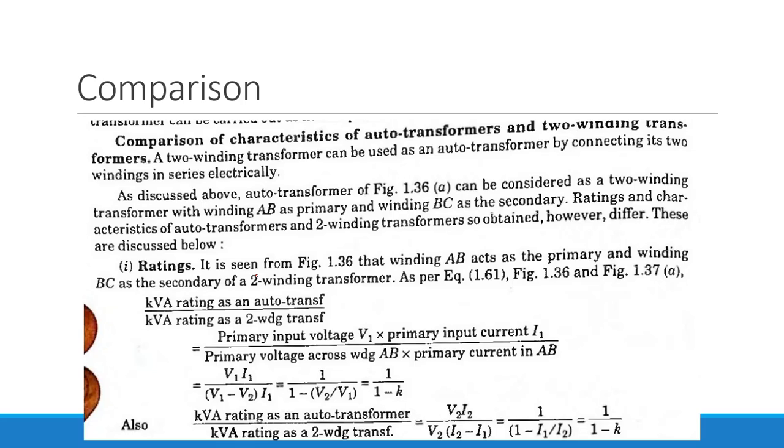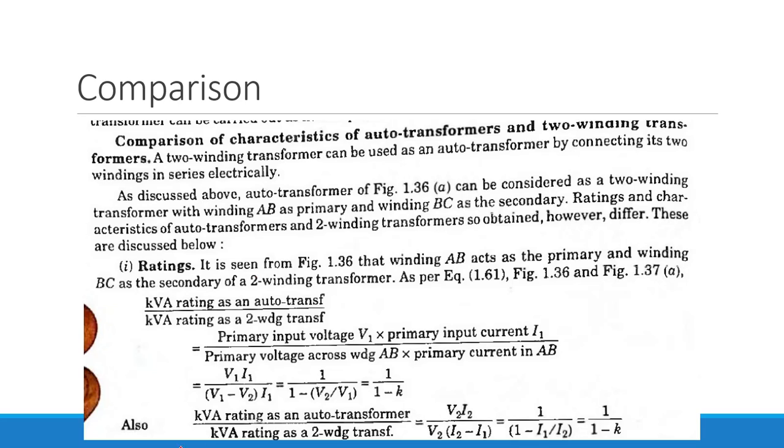One more comparison which is not in your module basically, but let us see. A two winding transformer can be used as an auto transformer when you connect its two windings in series electrically. If you have a two winding transformer and you want to make it an auto transformer, connect both windings in series, so you will get one winding. You got an auto transformer.